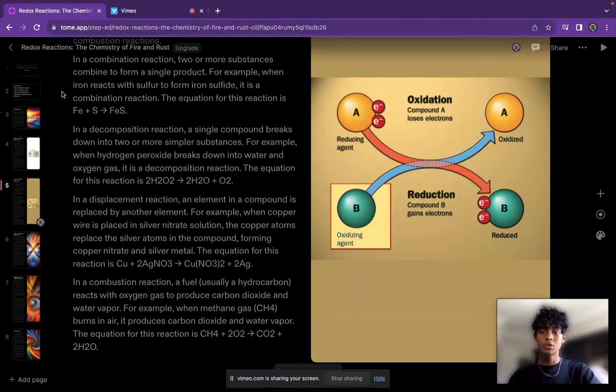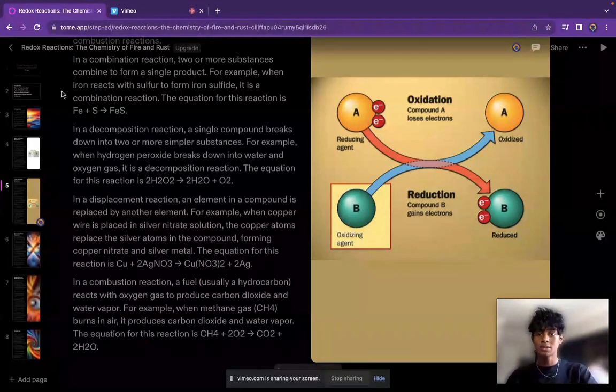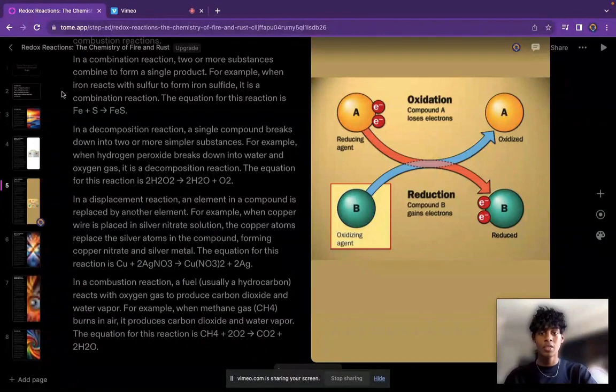In a displacement reaction, an element in a compound is replaced by another element. For example, when copper wire is placed in silver nitrate solution, the copper atoms replace the silver atoms in the compound, forming copper nitrate and silver metal. The equation for this reaction is Cu + 2AgNO3 gives you Cu(NO3)2 + 2Ag.